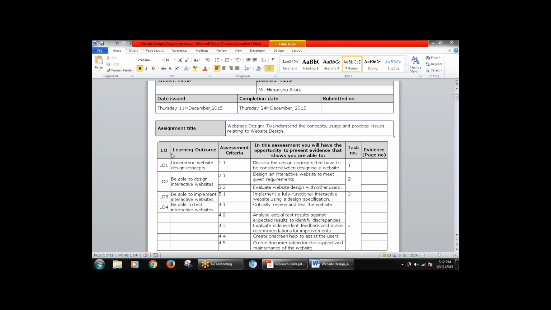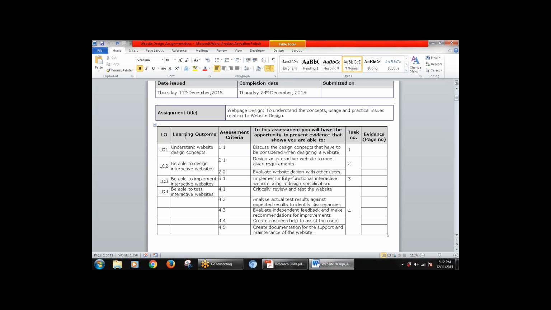Right, this is the title, and these are the various learning outcomes. Each module has, I think, 4 to 5 learning assignments available. It takes either 3, 4, or 5. These are the LOs, that is LO1, LO2, LO3, LO4. These are the learning outcomes that are available. This is the assessment criteria.